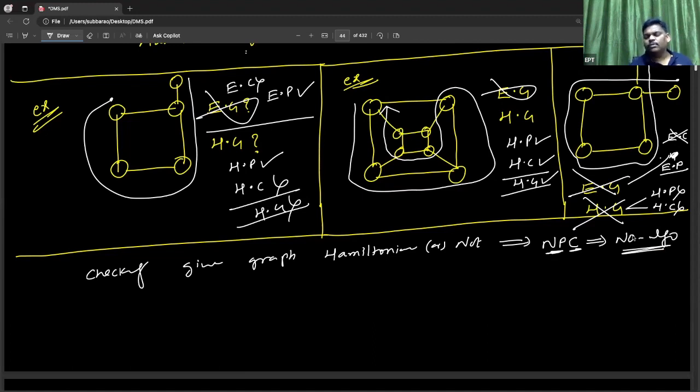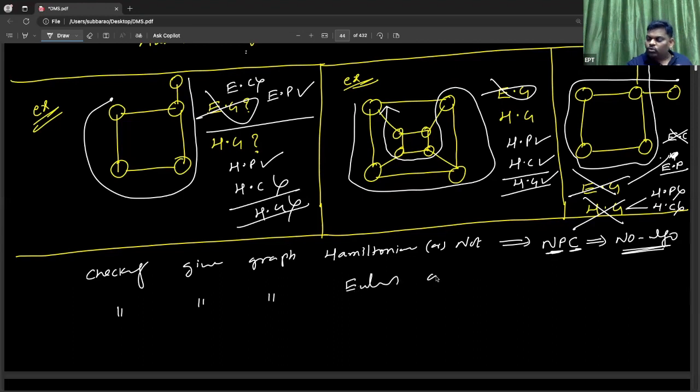They tried many ways. If anyone says, sir, I have one algorithm to verify whether a given graph is Hamiltonian or not, please let me know, so we'll check that also. Checking whether a given graph is Hamiltonian or not is an NPC problem. NPC means NP complete problem. Next one, checking whether a given graph is Euler or not.